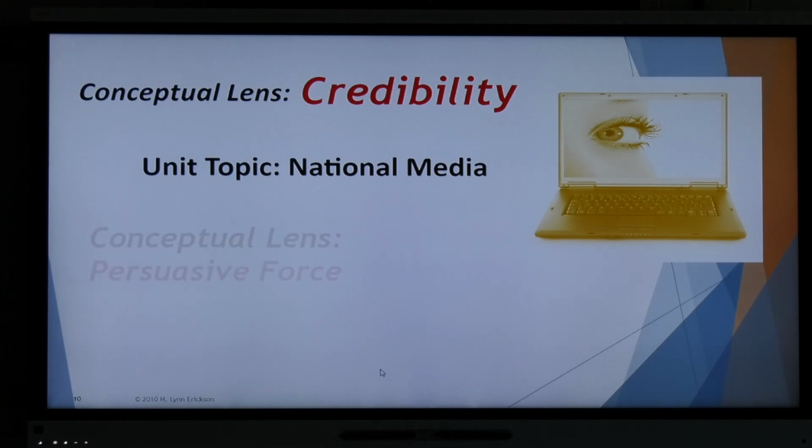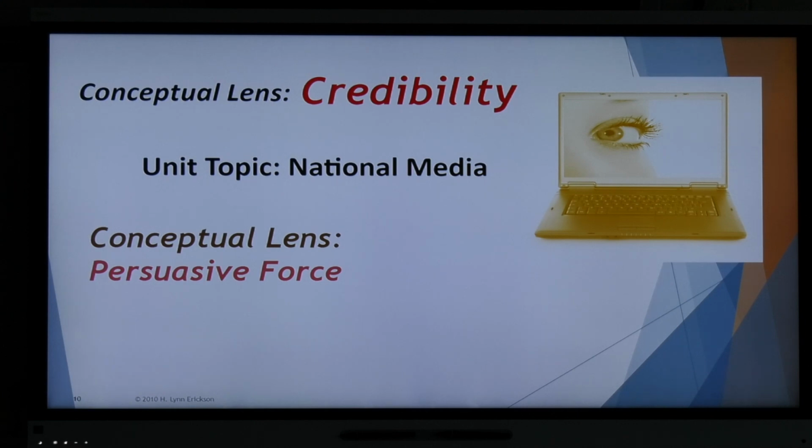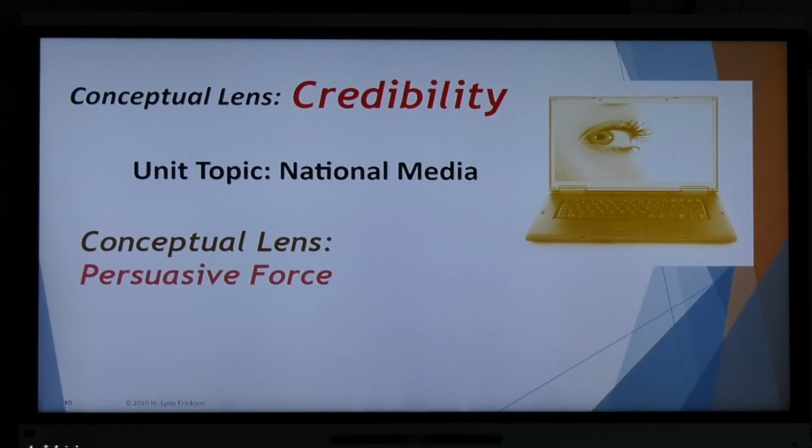What if I change it to persuasive force? What does that make you think of? Same topic, national media. The immediate bias that a group might have. How they can influence your thinking. The word choice used and how it affects. Spin on stories. Just by changing that lens, they're similar things, but the very focus is a little bit different just by changing the conceptual lens.